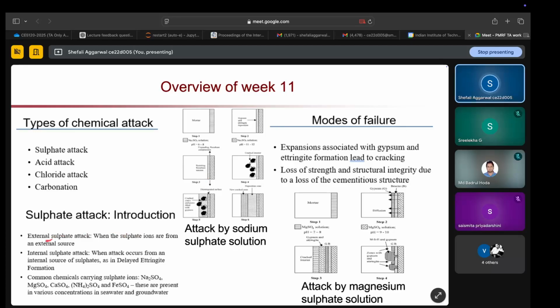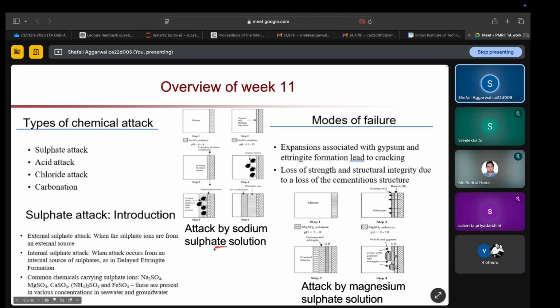So we have two types of sulfate attack: external sulfate attack and internal sulfate attack. In both cases, the common chemicals which cause the sulfate attack are sodium sulfate, magnesium sulfate, calcium sulfate, or ferric sulfates. Let's say in groundwater, when our concrete is in contact with soil mainly, these types of attacks are very common. So if you see here, expansion associated with gypsum and ettringite formation leads to cracking, which will further lead to loss of strength and structural integrity due to loss of cementitious structure.